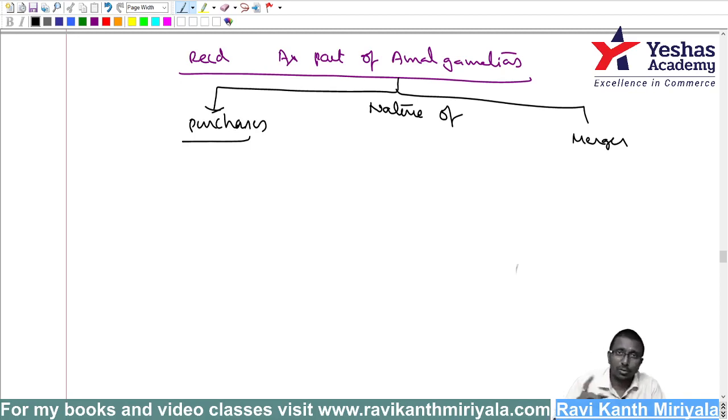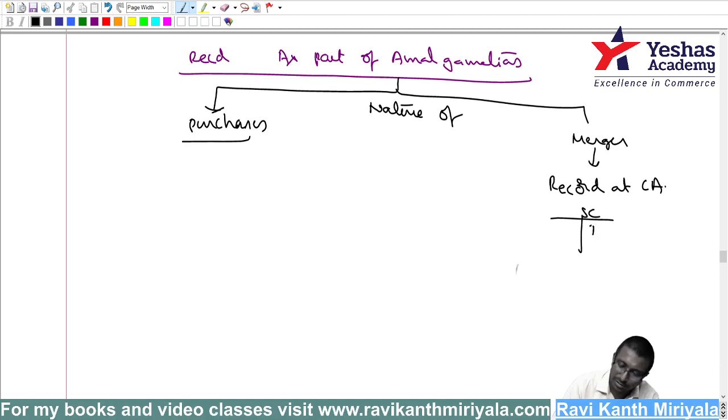If it is a merger, all assets and liabilities should be taken at carrying amount. If there is no carrying amount, then don't record it. If the intangible asset exists in the books of the selling company, it will come to the purchasing company's books. Suppose in the selling company's books there is intangible asset 1 with book value 100 and intangible asset 2 with book value 0. Why 0?